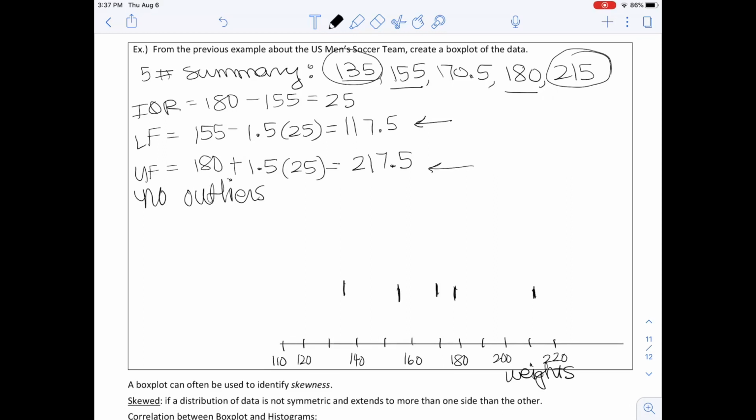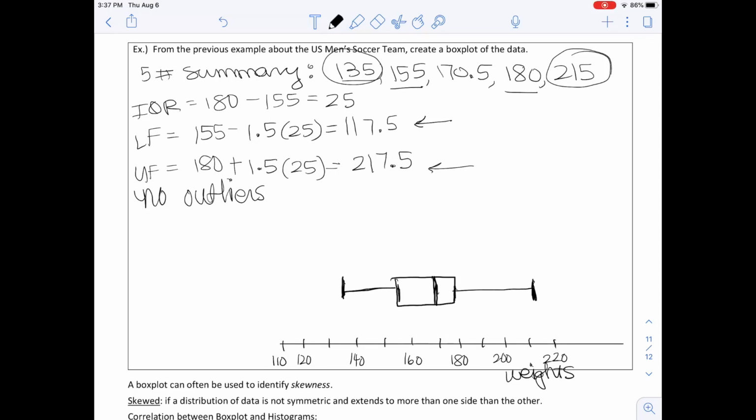So I have my 5 numbers represented by vertical lines. The middle 3 represent the box. So I'm going to go ahead and make that be a box. And then from my box out to that minimum value and to my maximum value, I'm going to go ahead and draw horizontal lines. So this is my box plot.